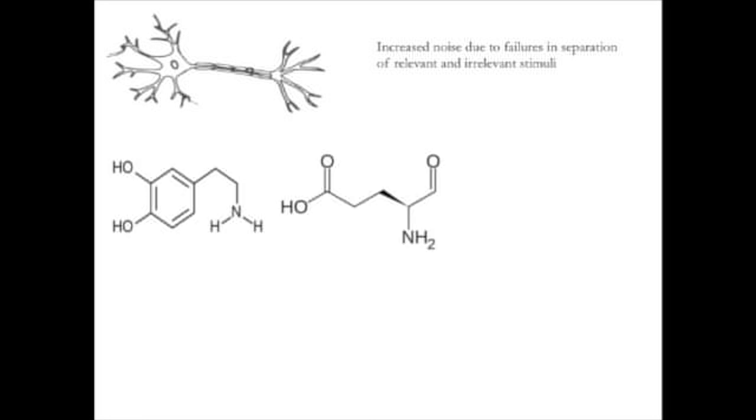People with schizophrenia and their immediate relatives typically experience dysfunctions in neocortical microcircuits, resulting in increased noise due to failures in separation of relevant and irrelevant stimuli. These conditions are compounded by neurotransmitters such as dopamine, glutamate, and GABA.